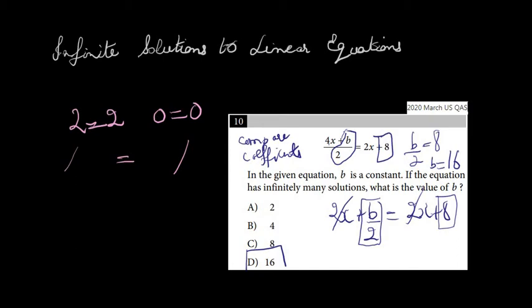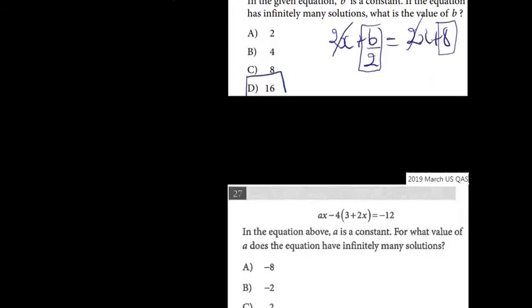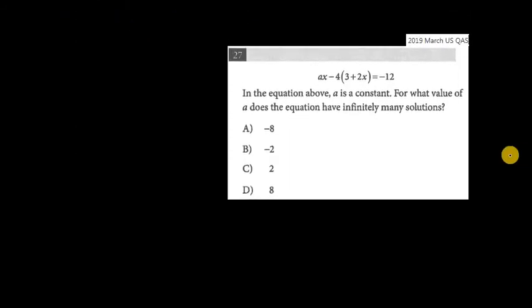And so let me scroll down to the next question, and I encourage you to pause the video and try this one on your own, and try to do this as fast as you can in your head. So once again, in the equation above, a is a constant. For what value of a does the equation have infinitely many solutions? They could also have said, for which value of a is the equation true for all values of x? That would also have meant the same thing.